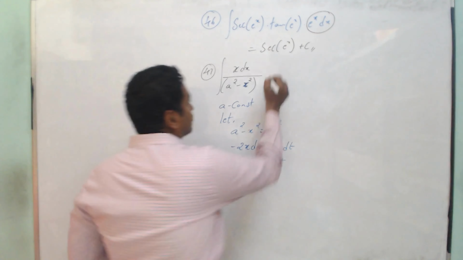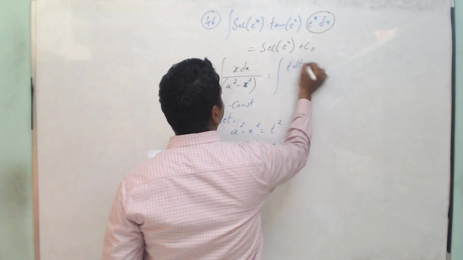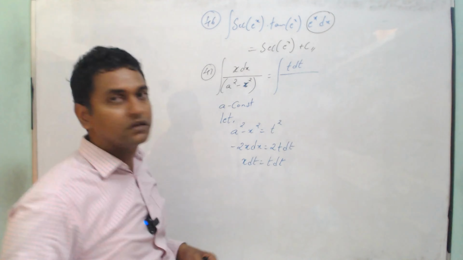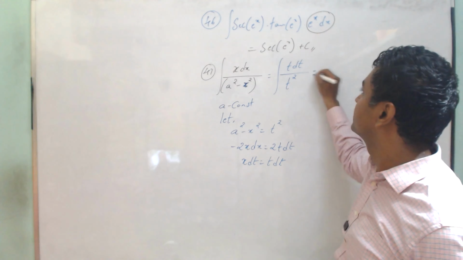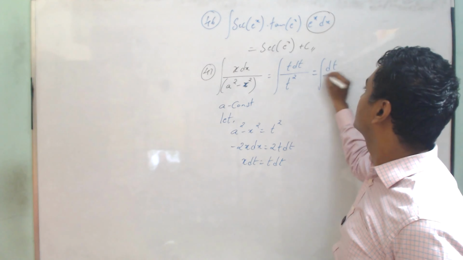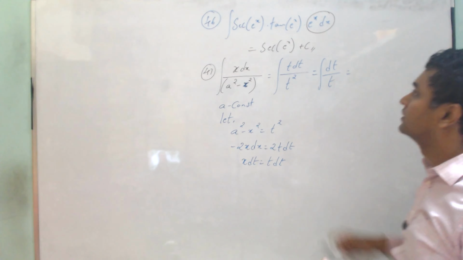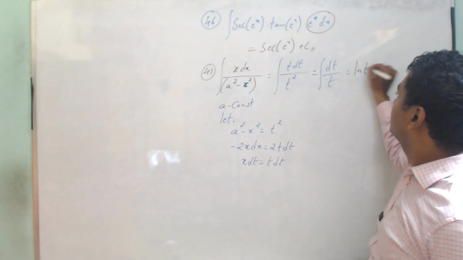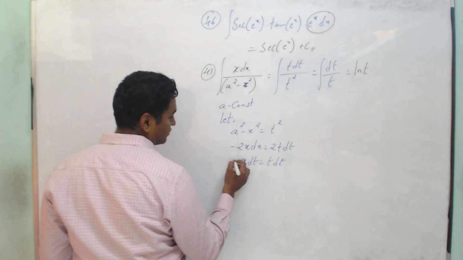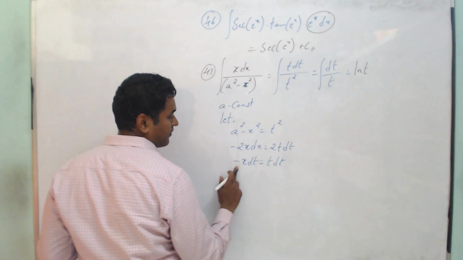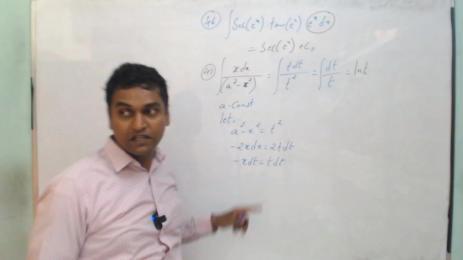Now going back to my integral, my x dx in the numerator is t dt divided by t square. So one t will cancel the denominator and this will be integral dt by t. What is integral dt by t? Ln t. And we have a minus sign also here. We have a minus sign.